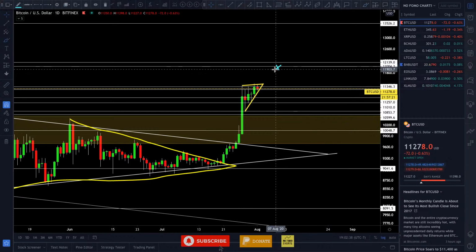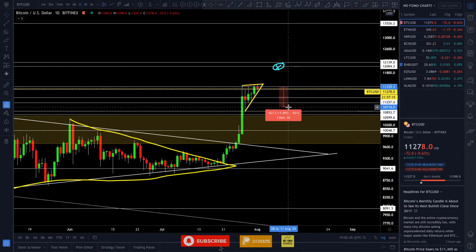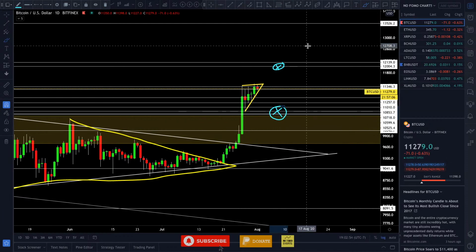12,000. Boom. We're right there. Right? But if this breaks down for whatever reason, then 5% would be 10,700. And if that happens, then maybe even a 10,500 test. So 10,700 to 10,500 would be the downside target on Bitcoin.